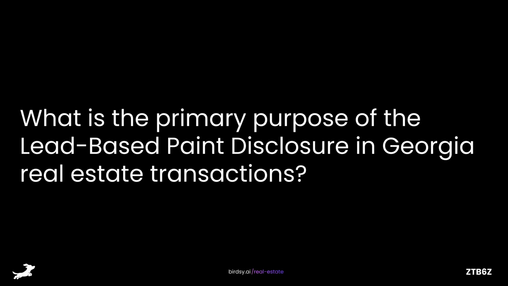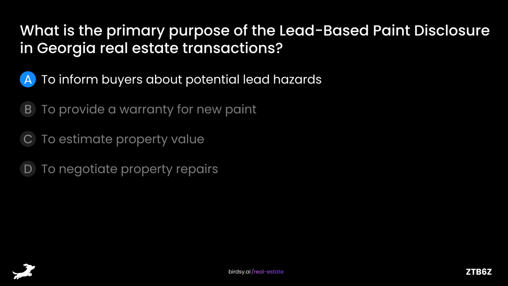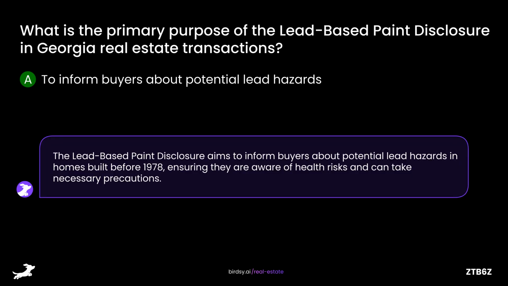What is the primary purpose of the lead-based paint disclosure in Georgia real estate transactions? Is it A, to inform buyers about potential lead hazards, B, to provide a warranty for new paint, C, to estimate property value, or D, to negotiate property repairs? The answer is A, to inform buyers about potential lead hazards. The lead-based paint disclosure aims to inform buyers about potential lead hazards in homes built before 1978, ensuring they are aware of health risks and can take necessary precautions.